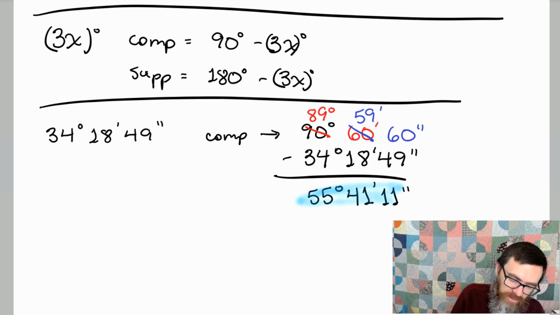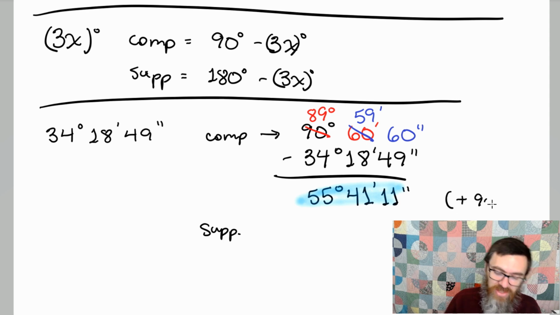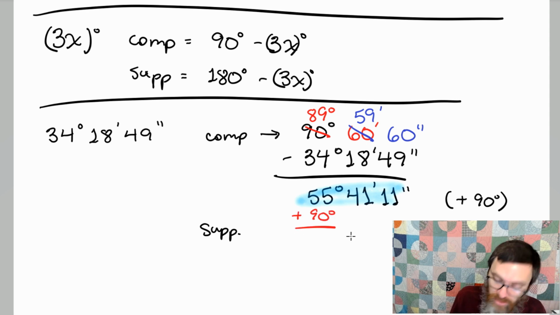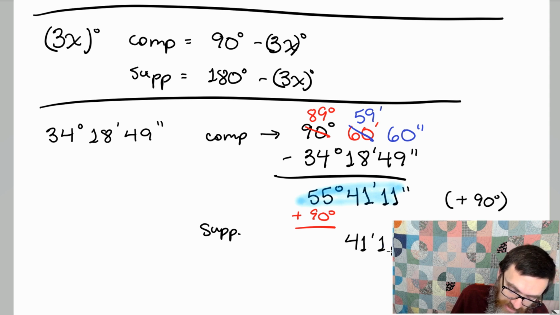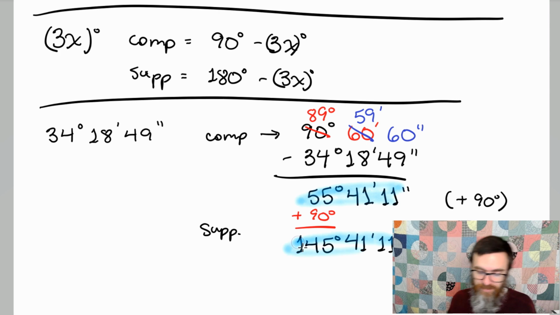Now to find the supplement, I'm actually going to cheat a little bit here. To find the supplement, we just need to add 90 degrees to this. I don't need to do a different subtraction problem, just add 90 to this. So I'm going to add 90 degrees here. Don't tell anybody that I'm telling you this. You're still going to have the 41 minutes, the 11 seconds. 55 and 90 is 145 degrees. So there is the answer. Whoop, I have to change that. So this would be the answer to the supplement.